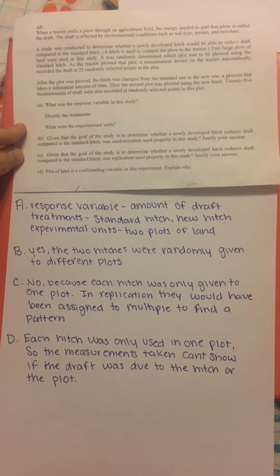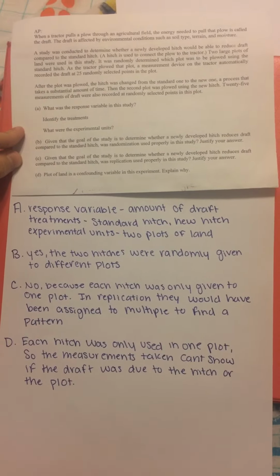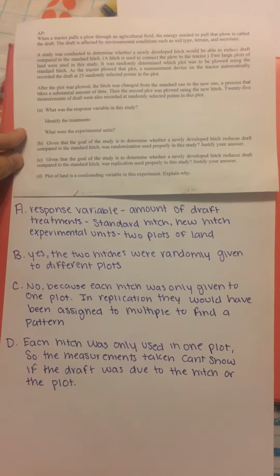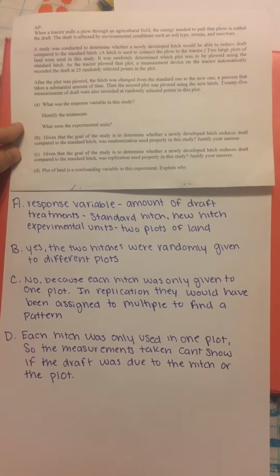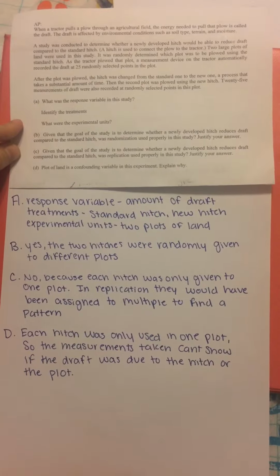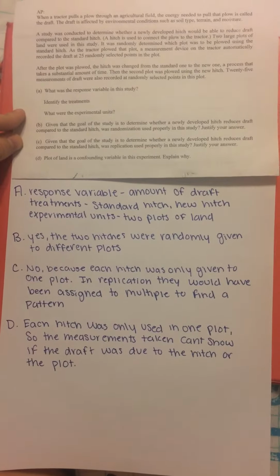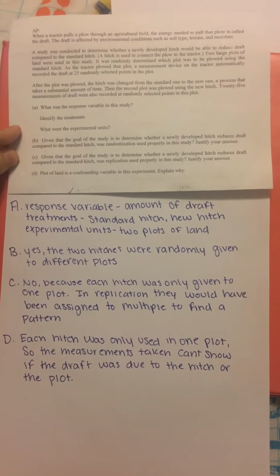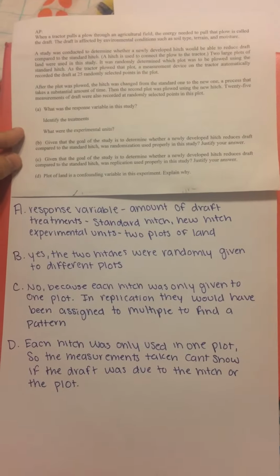For Part C, given that the goal of the study is to determine whether a newly developed hitch reduces draft compared to the standard hitch, was replication used properly in the study? Justify your answer. No, because each hitch was only given to 1 plot. In replication, they would have been assigned to multiple plots to find a different pattern.